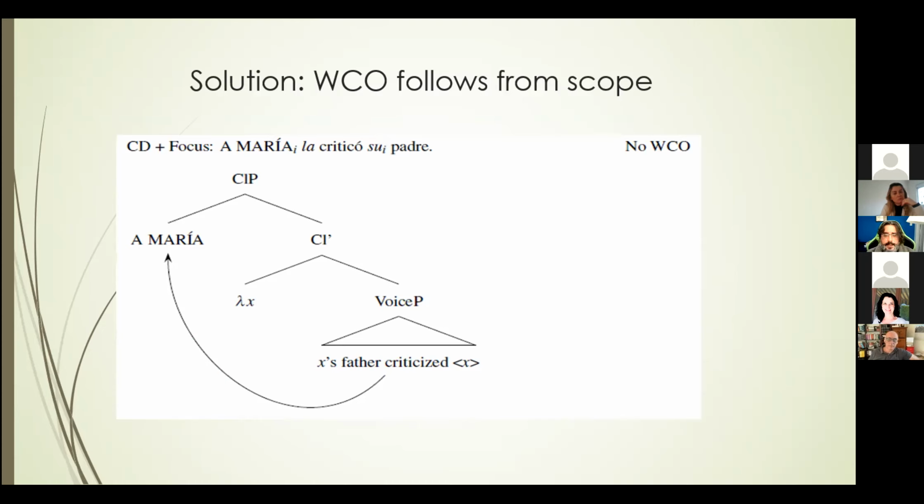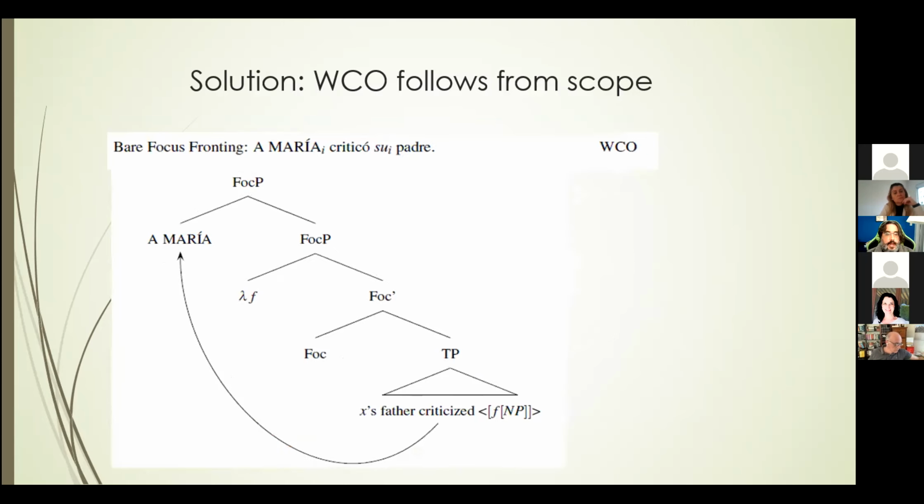What is a scope account of weak crossover? It's very easy. You have here the trace, you see. Then you have the possessive, which is an individual variable. And a movement, as I explained, abstracts over individuals, because the clitic is an individual, is an index attached as a sister of the verb phrase. What happens when you don't have clitic doubling, a María criticó su padre? Well, what happens here is that the movement is not A movement, it's A-bar movement.